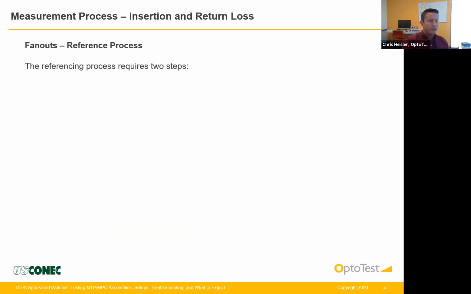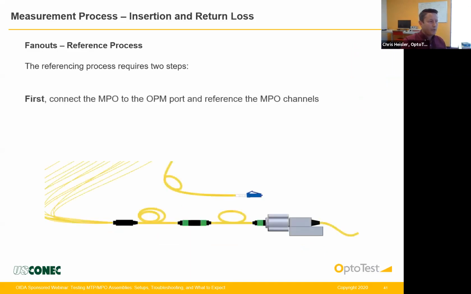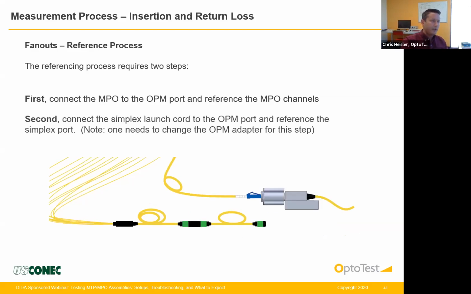So the referencing process requires 2 steps. First, connect the MPO to the OPM port and reference the MPO channels. Second, connect the simplex launch cord to the OPM port and reference the simplex port. Note that one needs to change the OPM adapter for this step. So previously we had an MPO optical power meter adapter. Now we needed to replace that with a simplex power meter adapter.